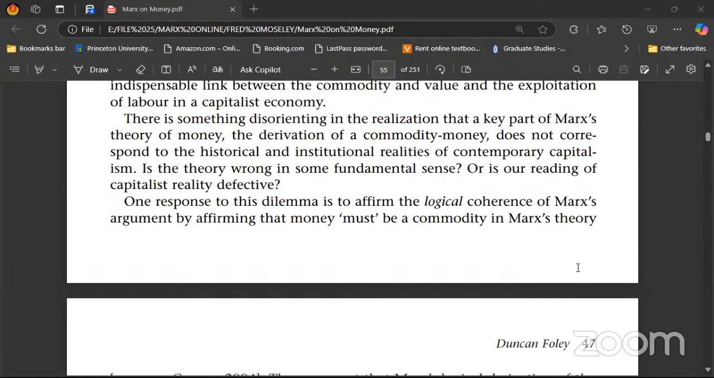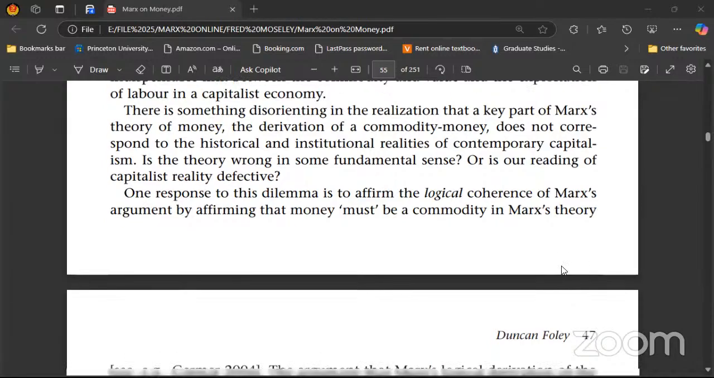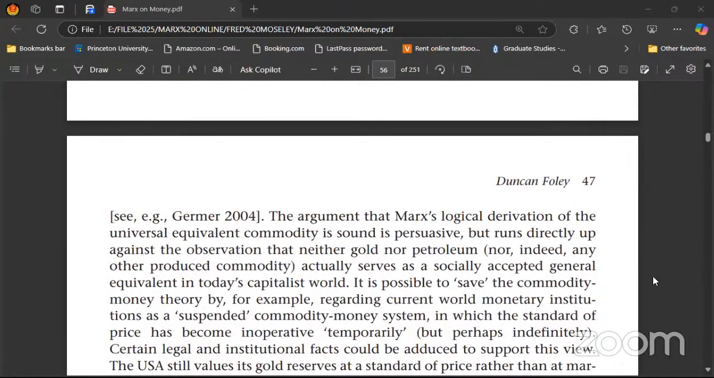One response to this dilemma is to affirm the logical coherence of Marx's argument by affirming that money must be a commodity in Marx's theory of money. The argument that Marx's logical derivation of the universal equivalent commodity is sound is persuasive, but runs directly up against the observation that neither gold nor petroleum, nor indeed any other produced commodity actually serves as a socially accepted general equivalent in today's capitalist world.